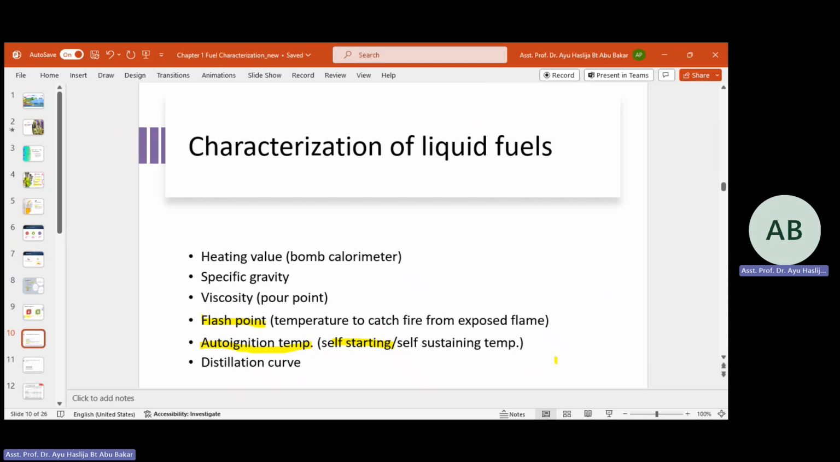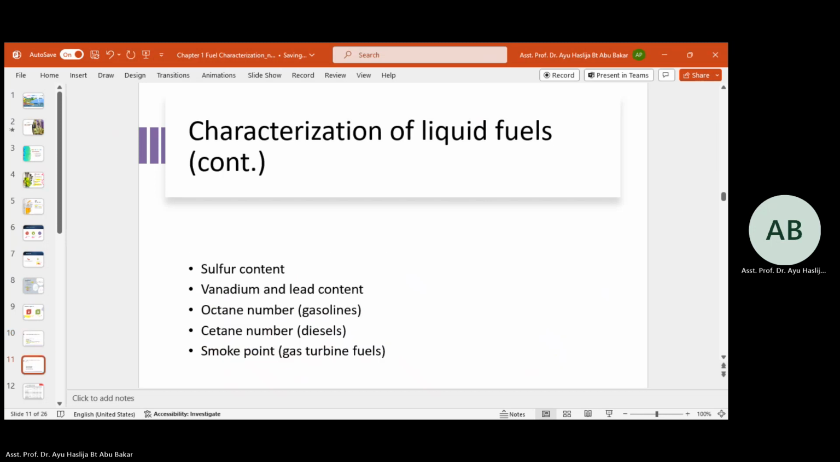Okay, then for the characterization of liquid fuels, basically the heating value, the specific gravity, the viscosity just now, flash point, auto ignite, then also the distillation curve. And all these things lah. Octane number, cetane number, like macam gasoline, petrol kereta tu kan ada RON 95. That also will be taken into consideration lah on the combustion process. Cetane number more towards diesel.